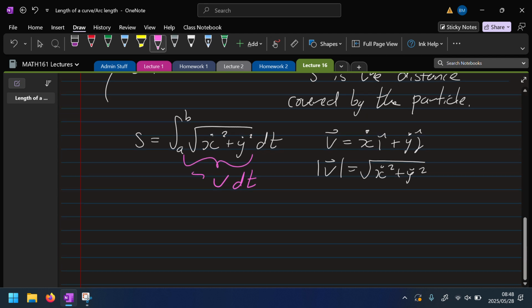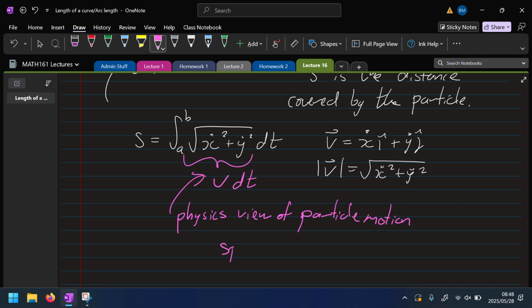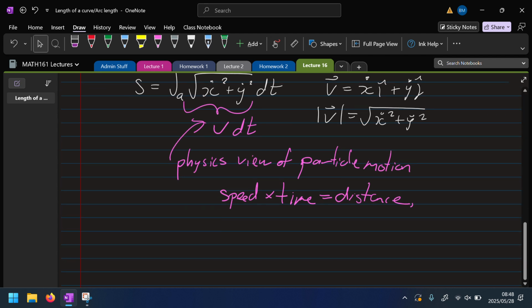So again, this is the physics view of a particle moving. So this is your speed, the root of x dot squared plus y dot squared, multiplied by time, and that gives you the distance. But that's just the physics interpretation of what's going on.